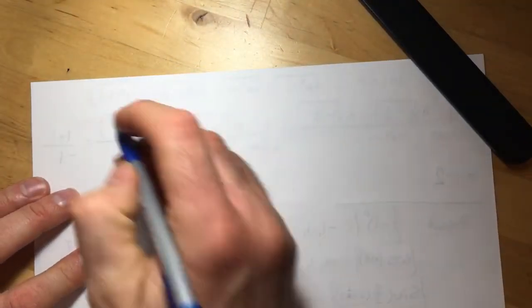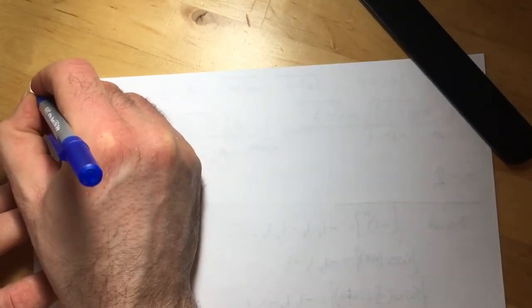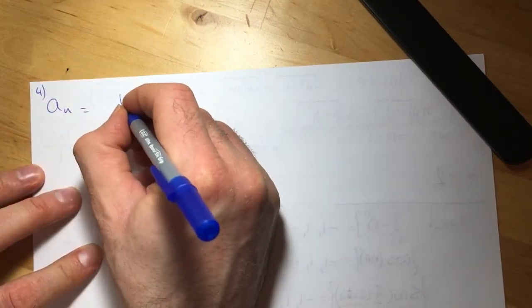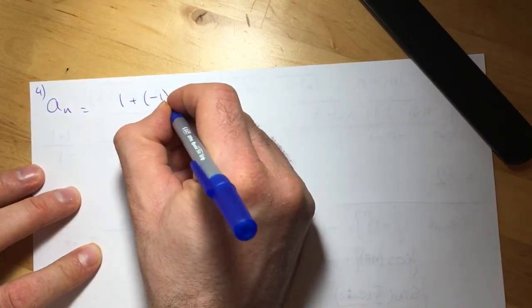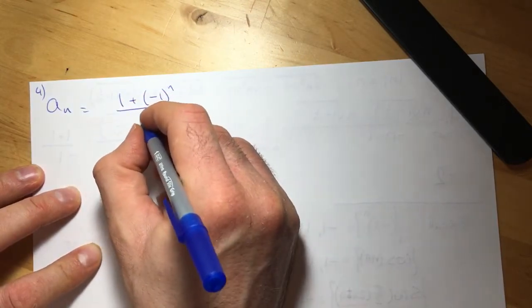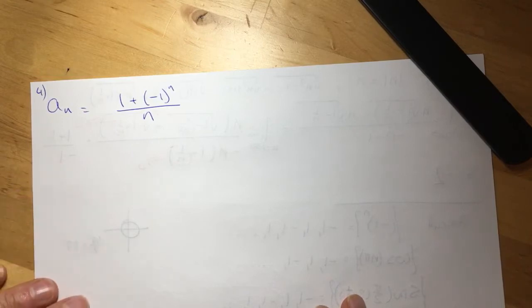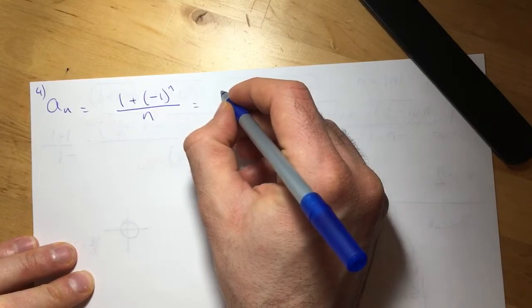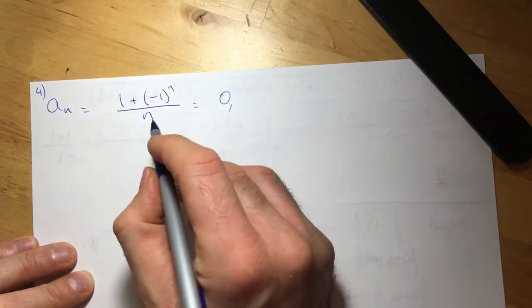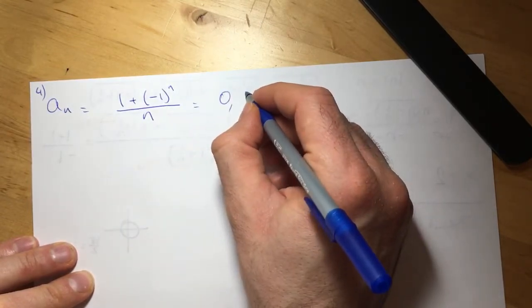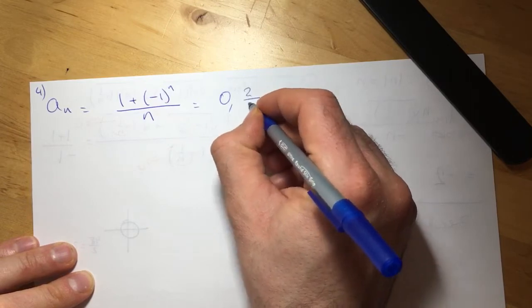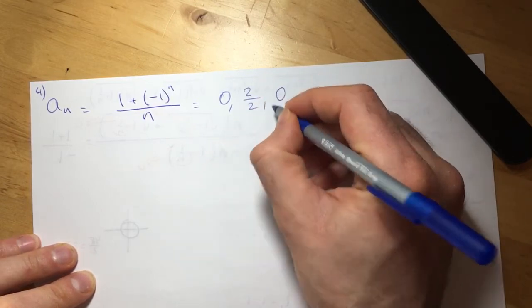Now, of course, if you compare this to a_n equals 1 plus negative 1 to the power of n, over n, then the situation is completely different. The first term we set to 0. The second one is going to be 2 over 2, which is 1. The next one is going to be 0 again.